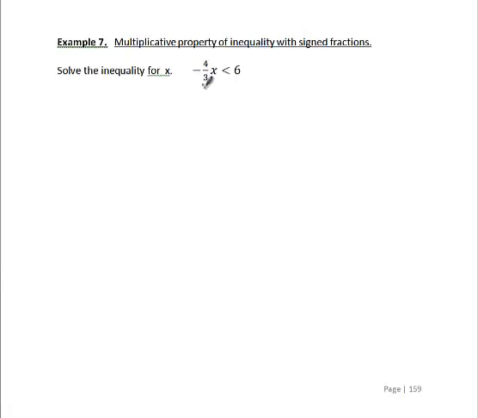The next one, we have a fraction, and this fraction is negative, and it's multiplying our variable. We want to get rid of this fraction. So what we do is we multiply both sides by the reciprocal of the fraction, a negative 3 over 4. For the reciprocal, the sign stays the same, and we just flip the numbers of the fraction. So negative 3 over 4 times a negative 4 over 3 just results in a positive 1 multiplying the x.